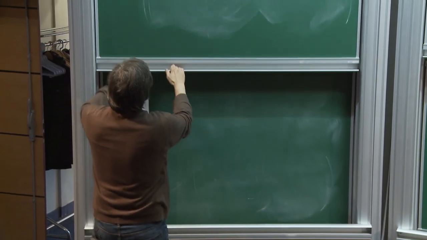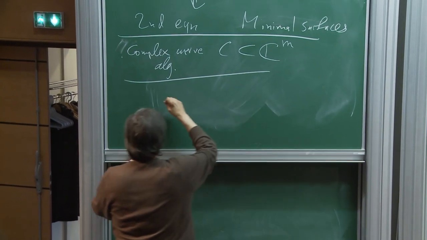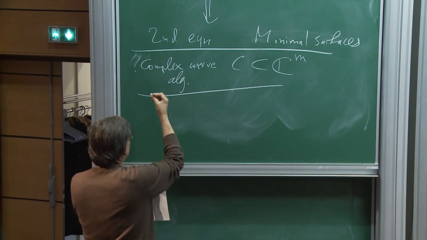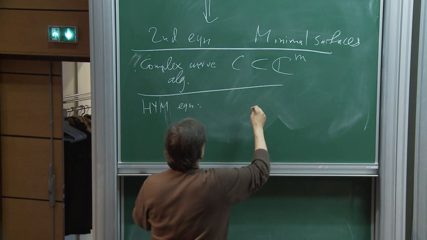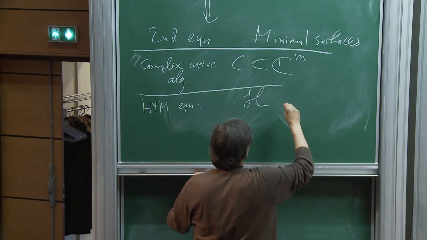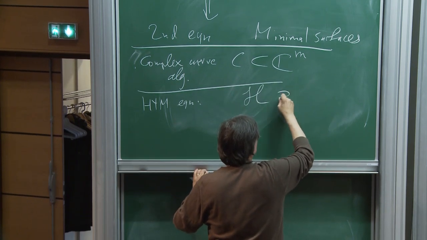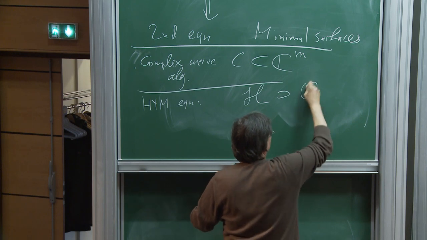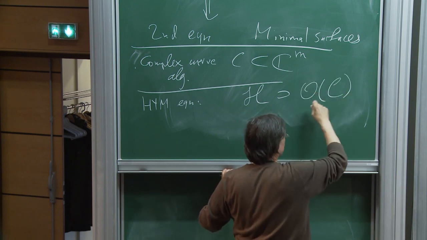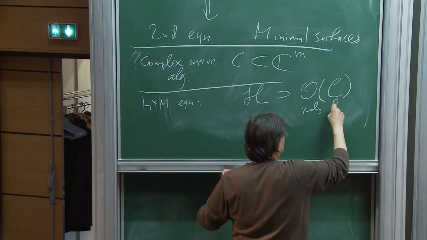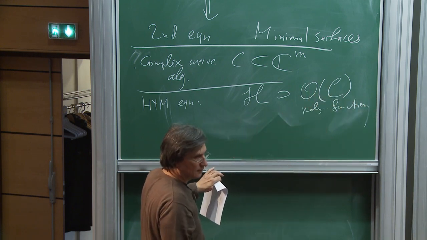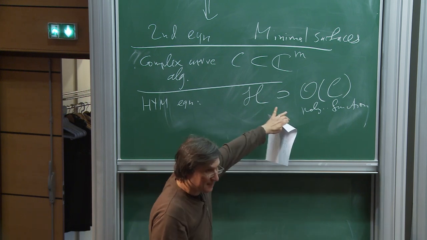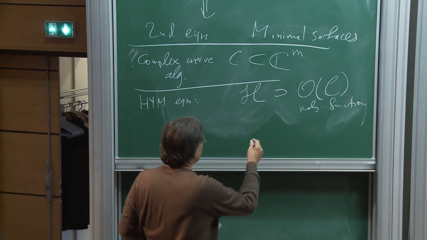Oh, by the way, just before writing an example, I would write the equation. What are the Hermitian Yang-Mills equations? You should have some Hilbert space, which should contain functions on my curve, polynomial functions, or maybe sections of some line bundle, as an operator, or a subspace. A subspace, yeah.